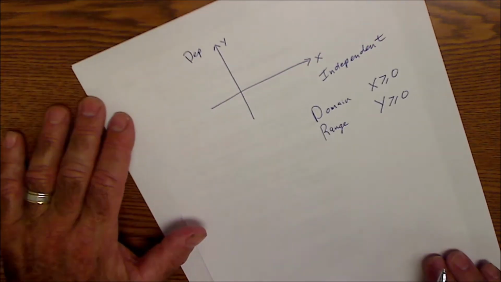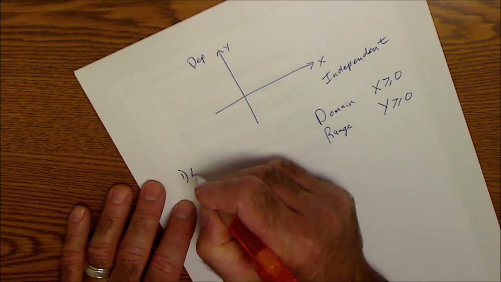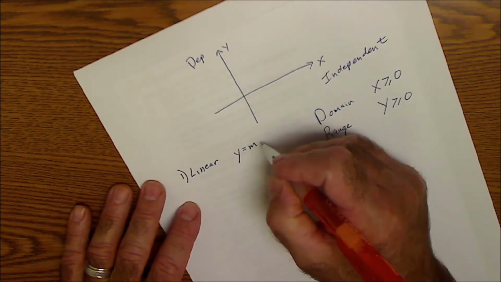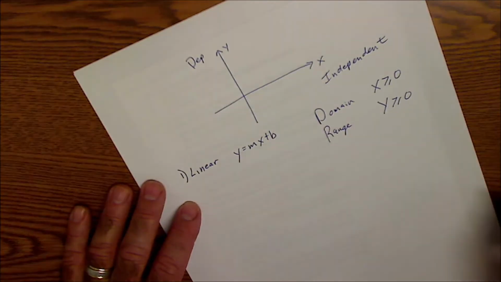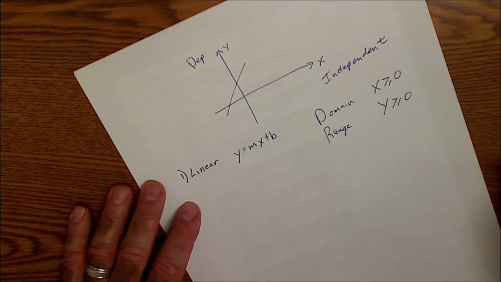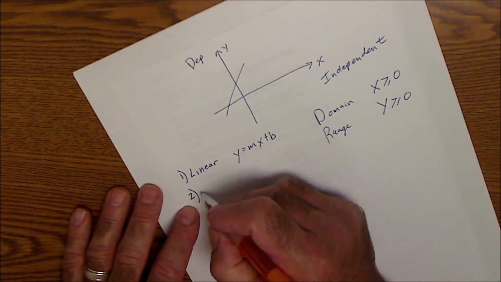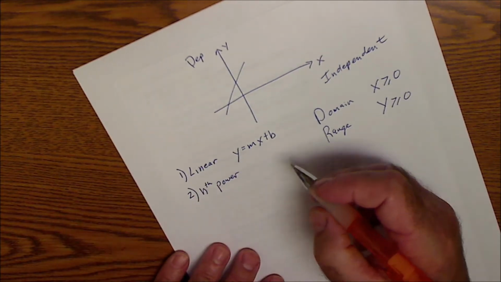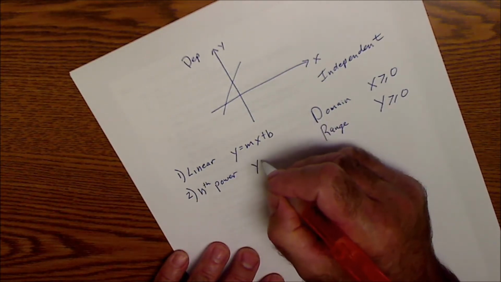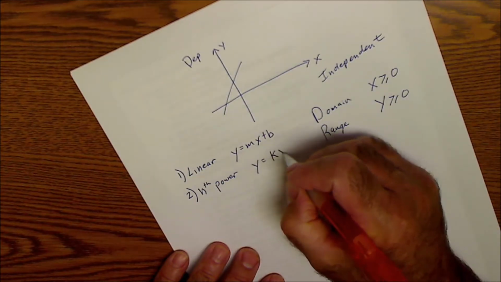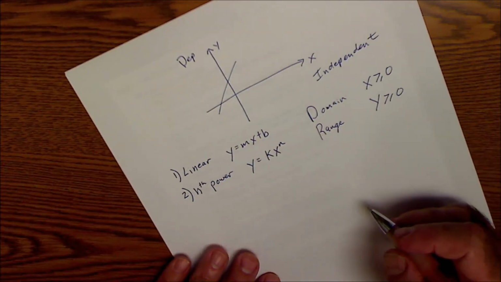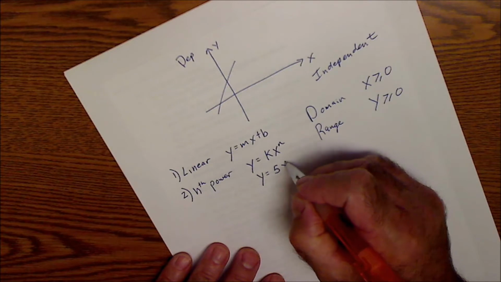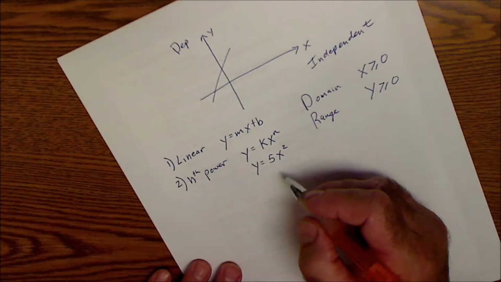Okay, the 5 primary functions we look at in here, number 1 would be a linear function. A linear function would have a general equation, something like y equals mx plus b. It would be a straight line, linear. Number 2 would be nth power function, where the exponent is a number, not an unknown. So something like y equals kx to the n, and an example of that would be a parabola, y equals 5x squared. So that's nth power.